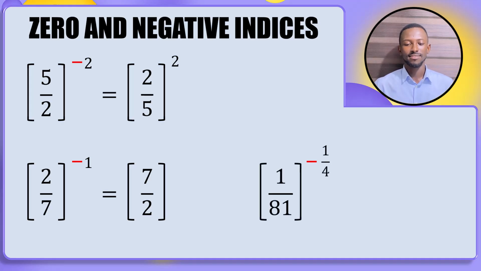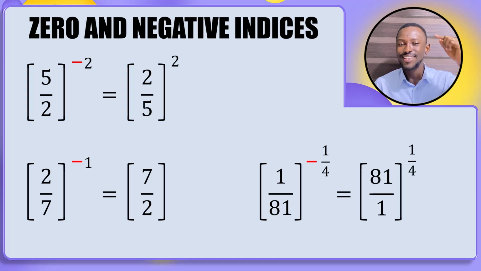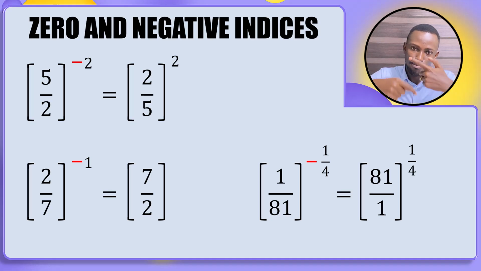What about this? 1 on 81, 1 on 81 exponent negative 1 over 4. Write in the comment section. I'm waiting for you. Write it. Yeah, you are done writing it. Yeah, it's the same as what? 81 on 1 exponent 1 on 4. Remove the negative and reciprocate what is in the bracket. So this is basically the zero and negative indices.